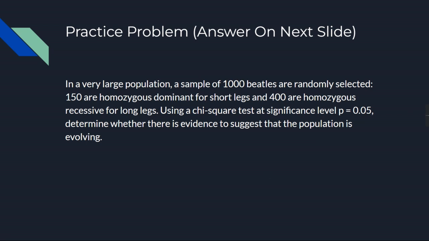So now I'm going to go over a very, very difficult MCQ question. This is probably the hardest possible AP Bio question you could ever get. I think I've only ever gotten one of them. The question is, in a very large population, a sample of 1,000 beetles are randomly selected. 150 are homozygous dominant for short legs, and 400 are homozygous recessive for long legs.